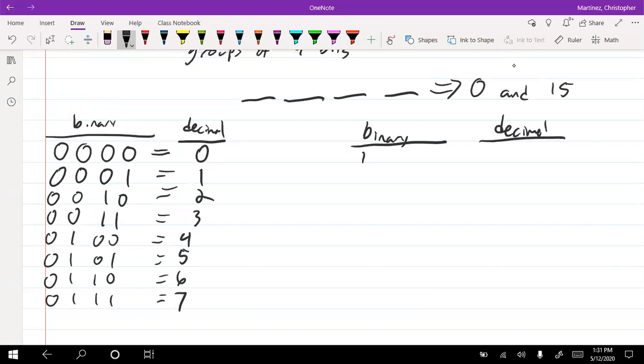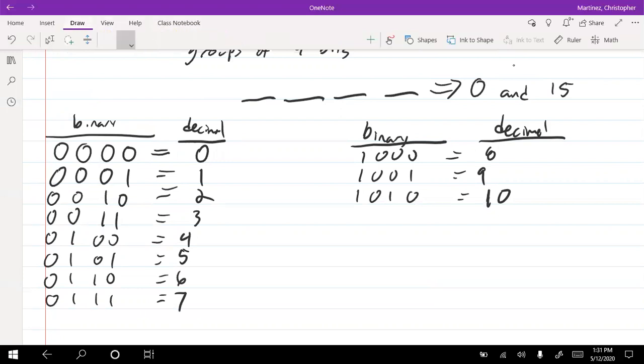So we get 1, 0, 0, 0. Well, that's 8. 1, 0, 0, 1, 9. 1, 0, 1, 0, that's 10. Well, for hex, I'm going to put hex in red. I'll come back and put hex in a little bit.